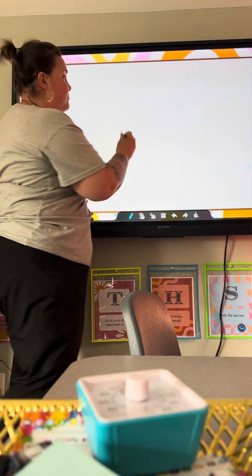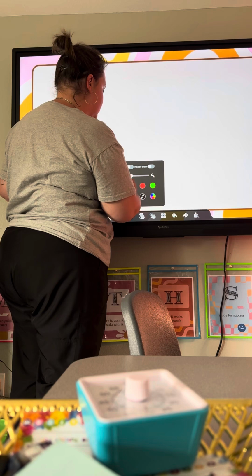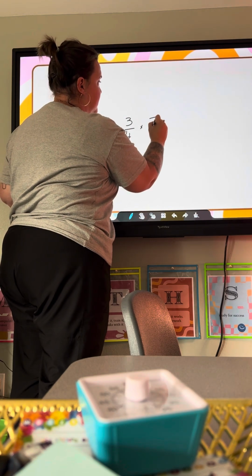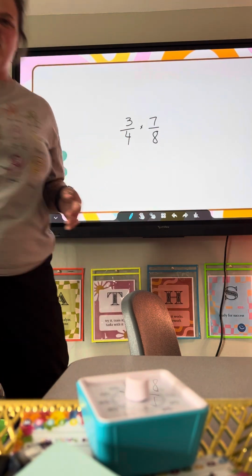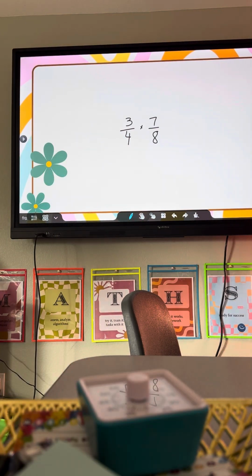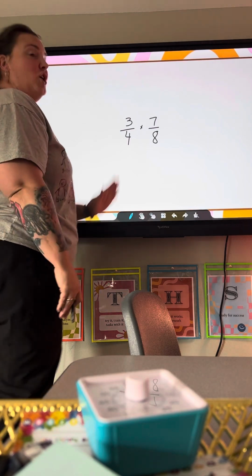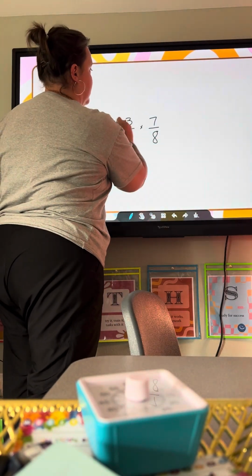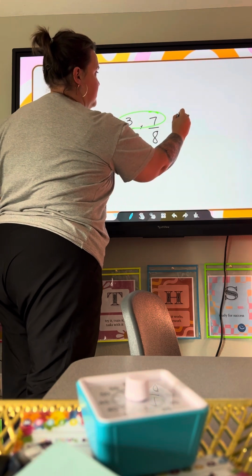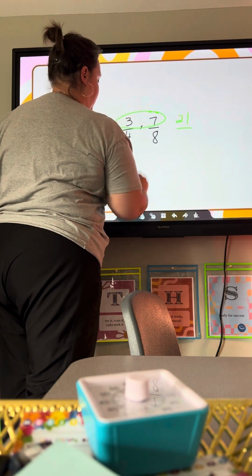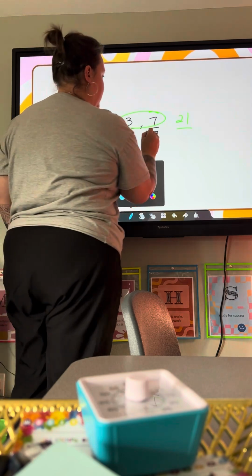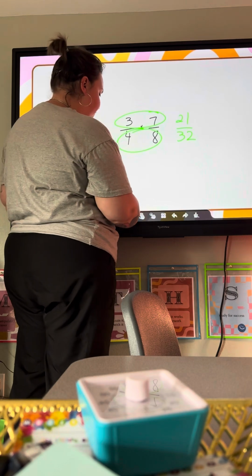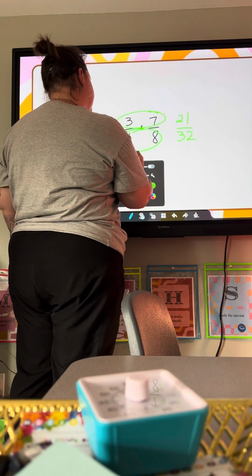Here's an example. Let's say we do 3/4 times 7/8. Can you see that? You are literally gonna go across, okay? So you're gonna go 3 times 7, 21. And then we're gonna do 4 times 8, 32. Okay? From here, you have to simplify.